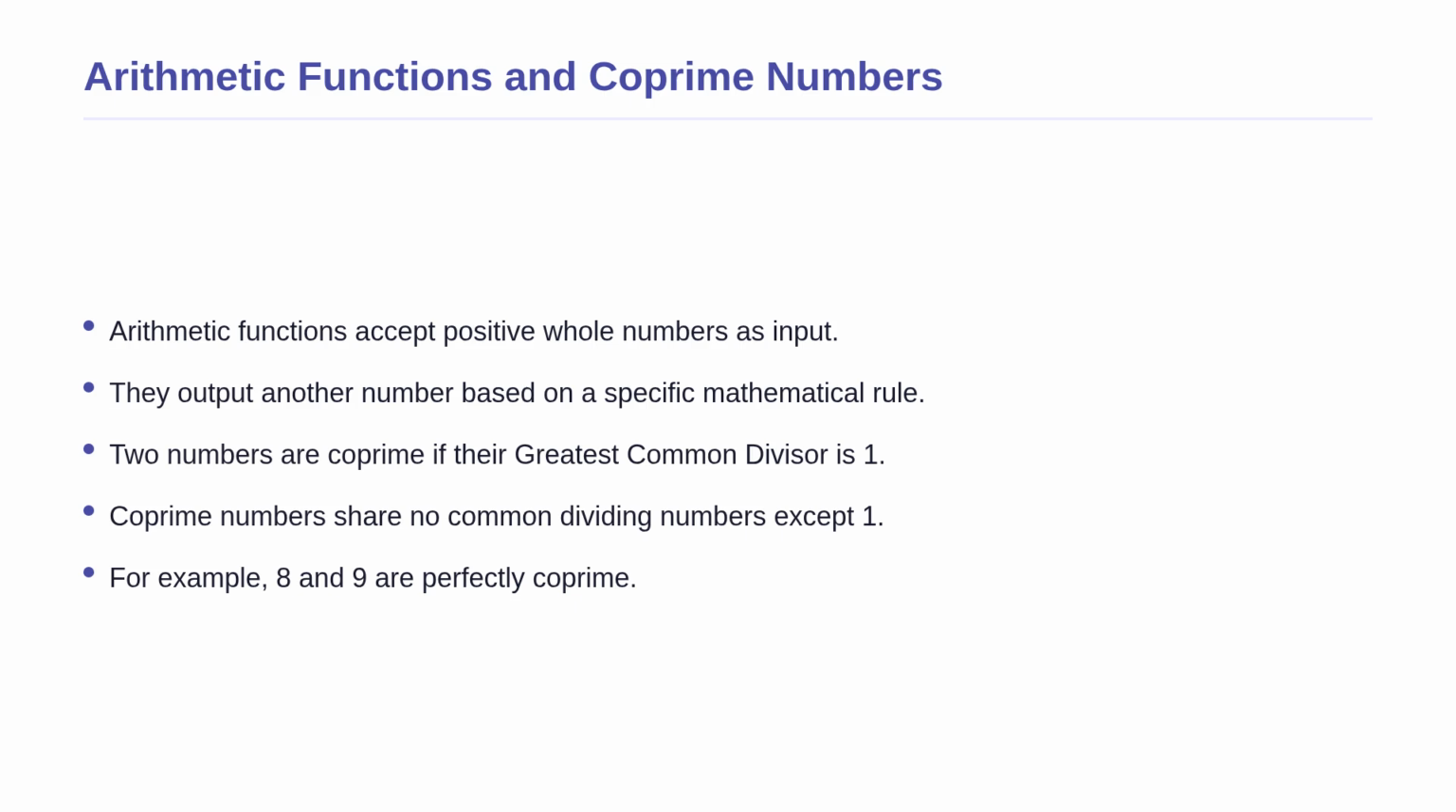Second, we need to understand what it means for numbers to be co-prime. Two numbers are considered co-prime if their greatest common divisor is exactly 1. This means they share no common dividing numbers other than the number 1 itself. For example, 8 is only built from the prime number 2, and 9 is only built from the prime number 3. Because they share no common prime ingredients, 8 and 9 are perfectly co-prime.